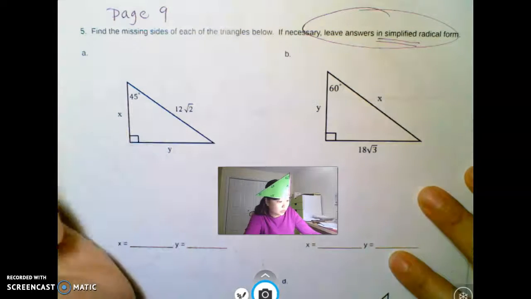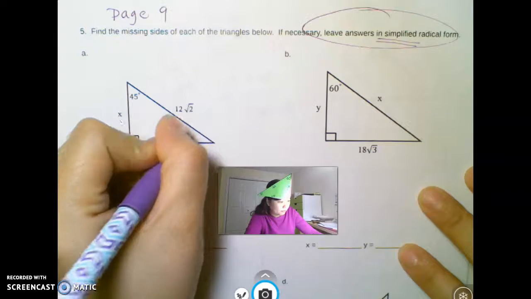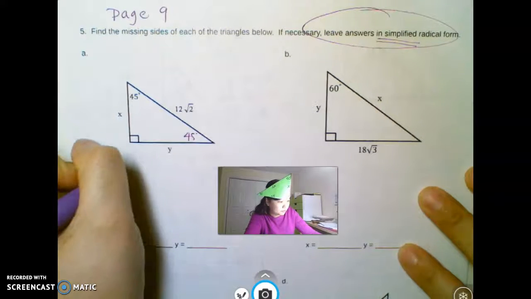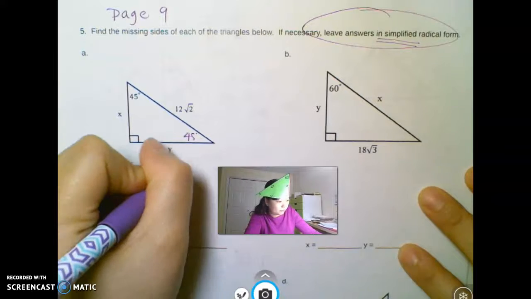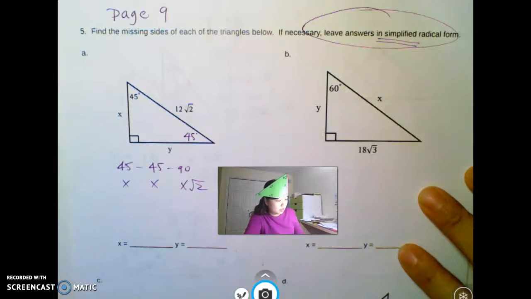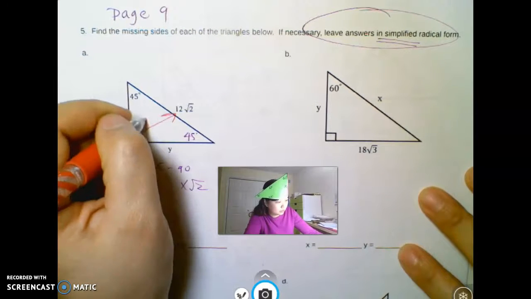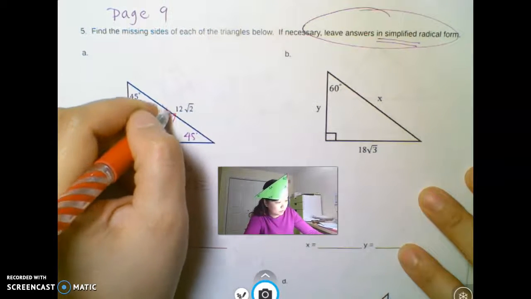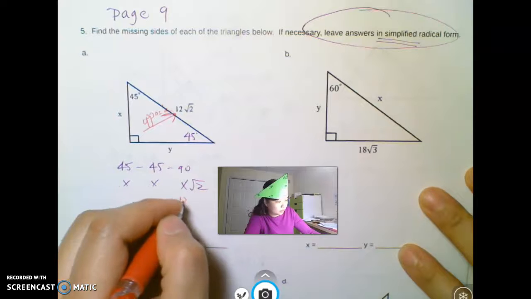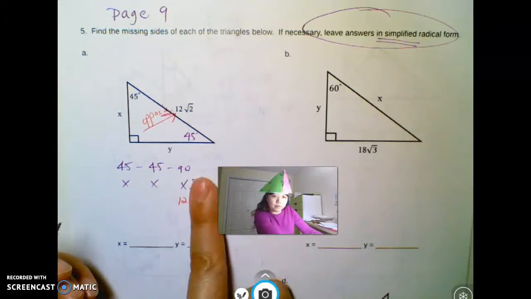So do you see how this is going to be 45, 45, 90? So I'm writing 45, 45, and a 90. X, x, x root 2. Now, what did they give to us? They gave us opposite of 90. So opposite of 90 is 12 root 2. Just take a look. Look what I'm covering. Square root of 2, square root of 2, I'm covering it.